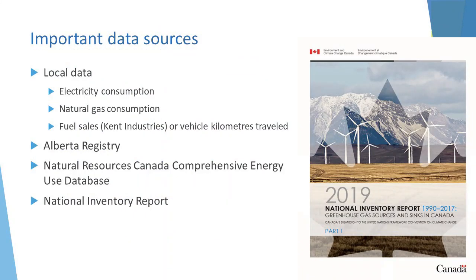The data sources that were really important for my work in doing this are on this slide here. For local data, ATCO and Fortis gave me our energy consumption data for our community. I got fuel sales data from Kent Industries. That was actually purchased data. For us, it cost $150 to get all of the fuel volumes sold from the gas stations in Canmore. I don't know if it is a sliding scale, if larger cities would have to pay more, but it was an easy process for us to get that data from them.